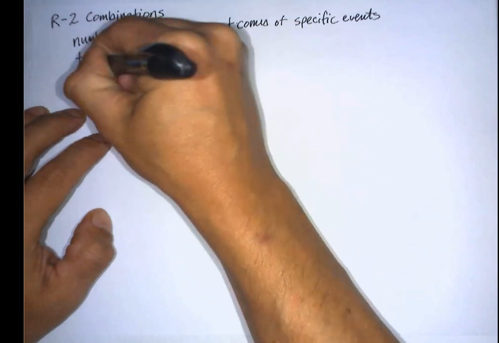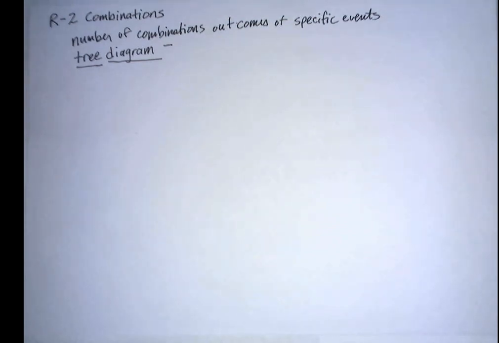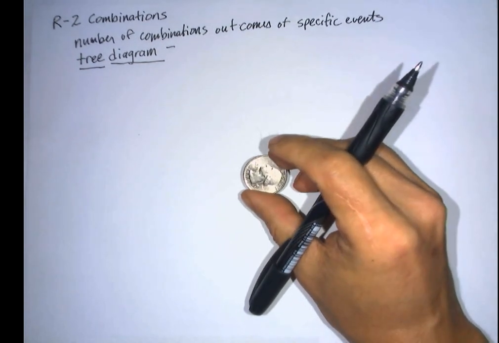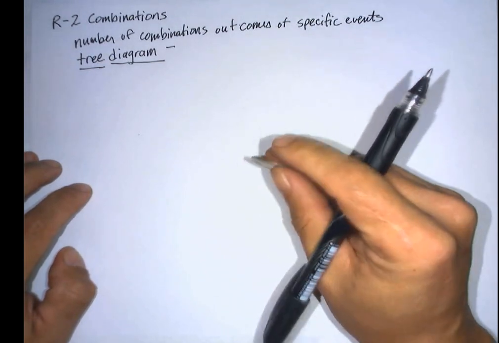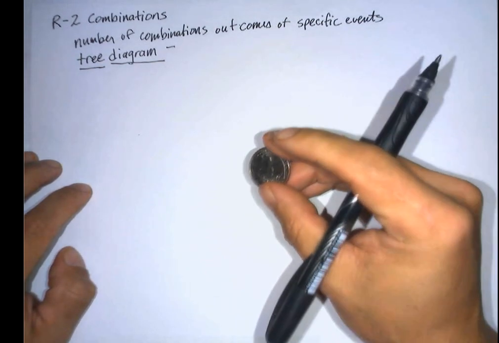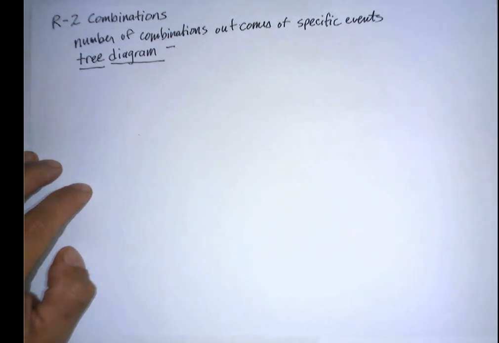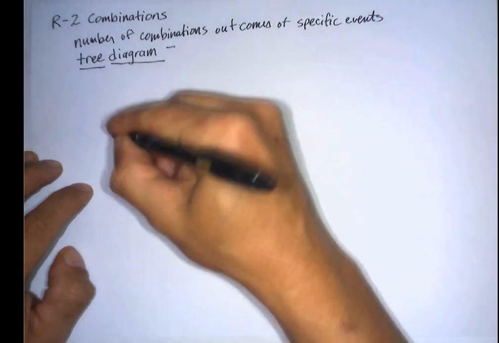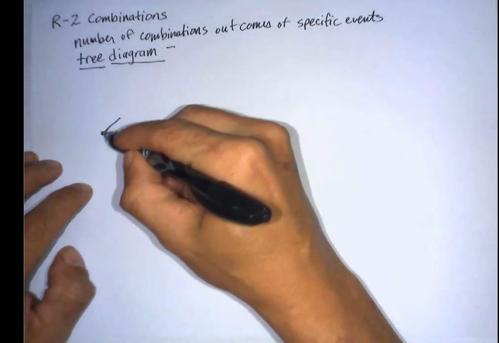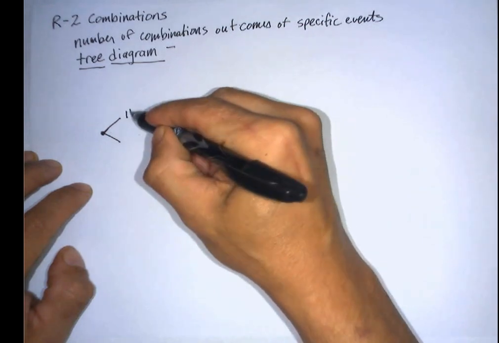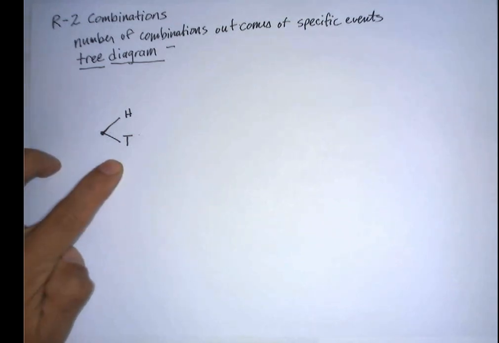So let's say that I want to find out the different outcomes of flipping this coin, okay? Because I want to further calculate the probability of getting heads three times in a row. So to do this, we're going to have a tree diagram. And we start with the beginning here. And the first time I flip this, I have the option of getting heads or tails. So there's two options after flipping one coin.